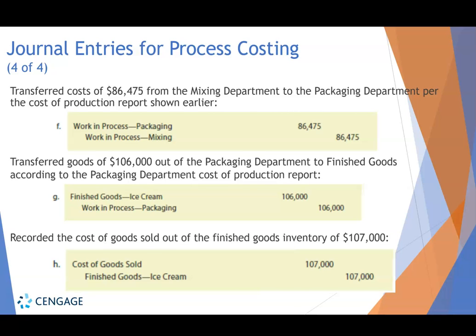Now we transferred costs of $86,475 from the mixing department to the packaging department per the cost of production report. We would debit our work in process packaging, $86,475. We'd credit the mixing. It's going from the mixing into packaging. When we transferred goods of $106,000 out of packaging to finished goods, we would debit our finished goods ice cream. We would credit our work in process packaging. And then when we sold the goods for $107,000, we're going to debit our cost of goods sold and credit our finished goods ice cream.